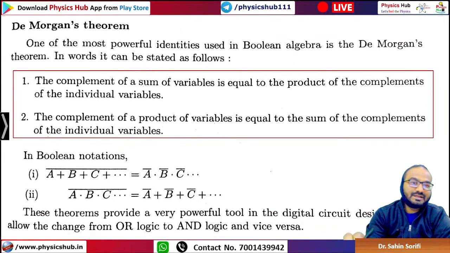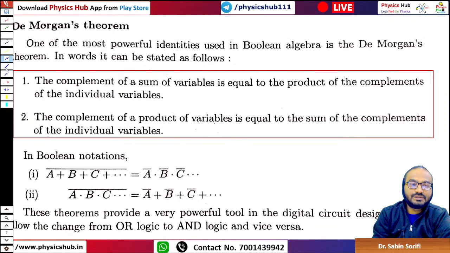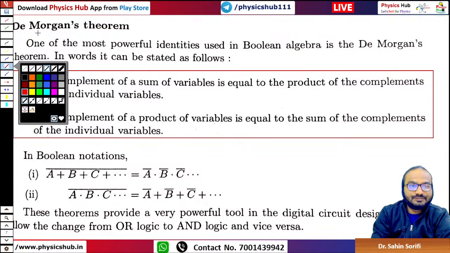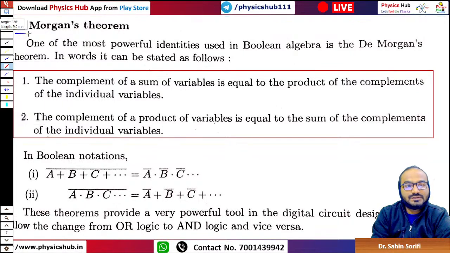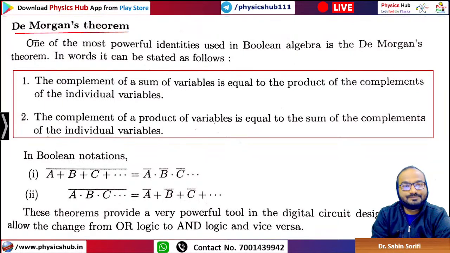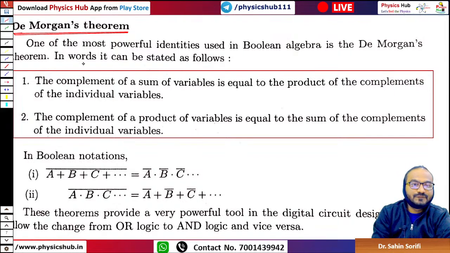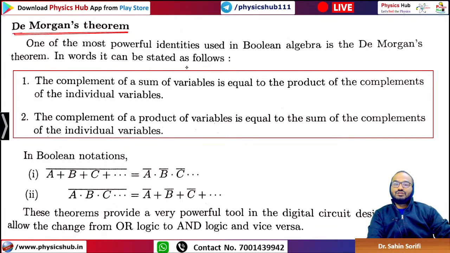Okay, look at it, De Morgan's theorem. This is one of the most important theorems in Boolean algebra. Look, one of the most powerful identities used in Boolean algebra is De Morgan's theorem.